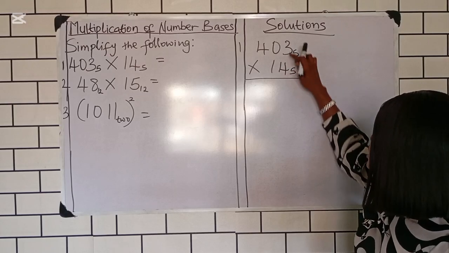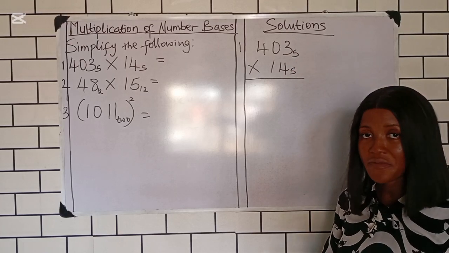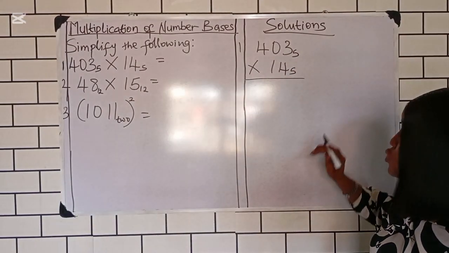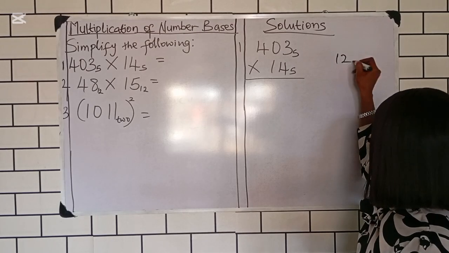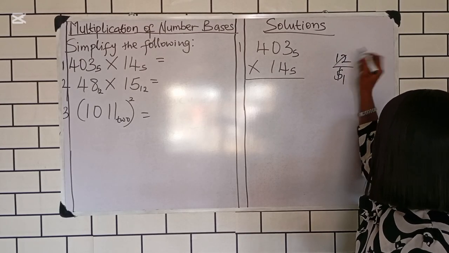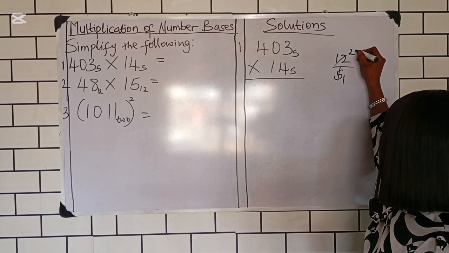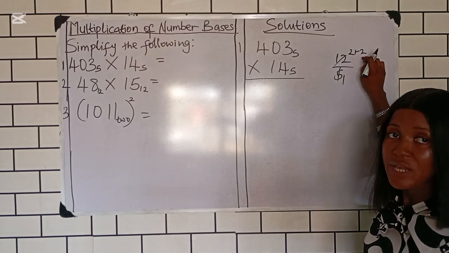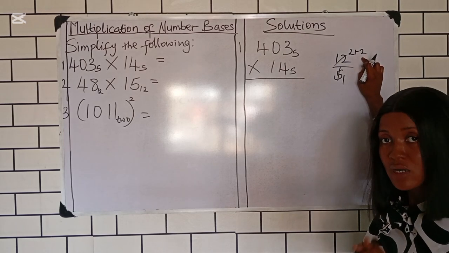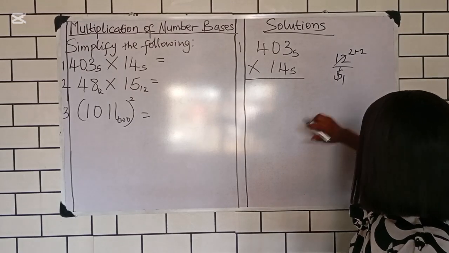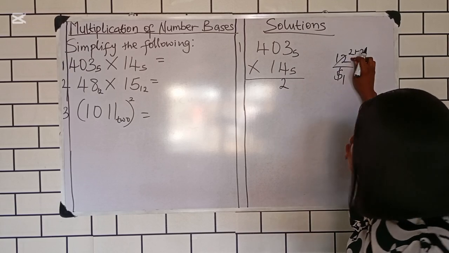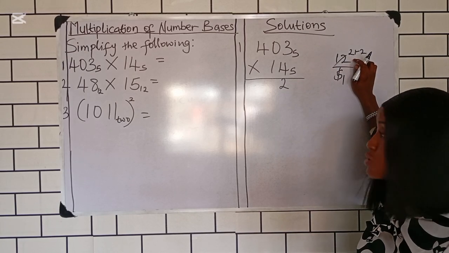Now, 4 times 3 here will give us 12. 12 is above 5. What are we going to do? We are going to divide. 12 divided by 5 will give us 2, remainder 2. This remainder is what you are going to write first. You write your remainder 2. Carry the 2, the whole number 2 you got.